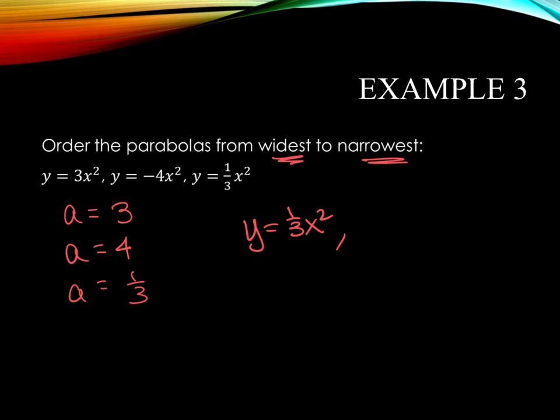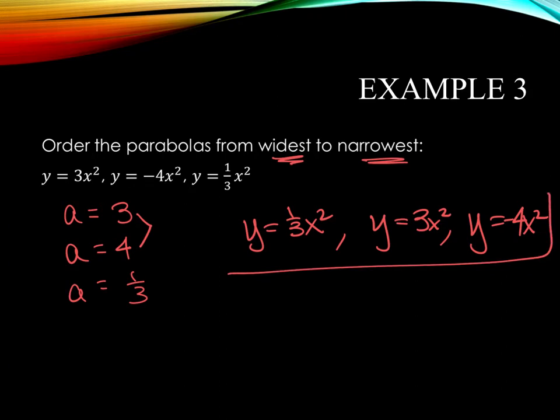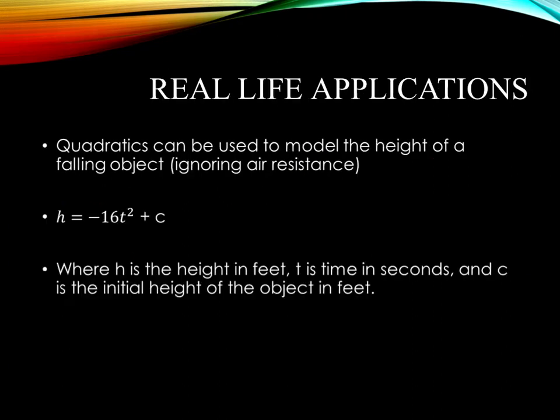So when I look numerically between 3 and 4, 4 is going to be bigger than 3. Now, I'm not looking at positive and negatives. I'm only looking at the numerical value. So 4 is a bigger number, so that means that's going to be the narrowest graph. So that means my second one then would be y equals 3x squared, and then the narrowest graph is going to be y equals a negative 4x squared. So this right here would be our final answer.